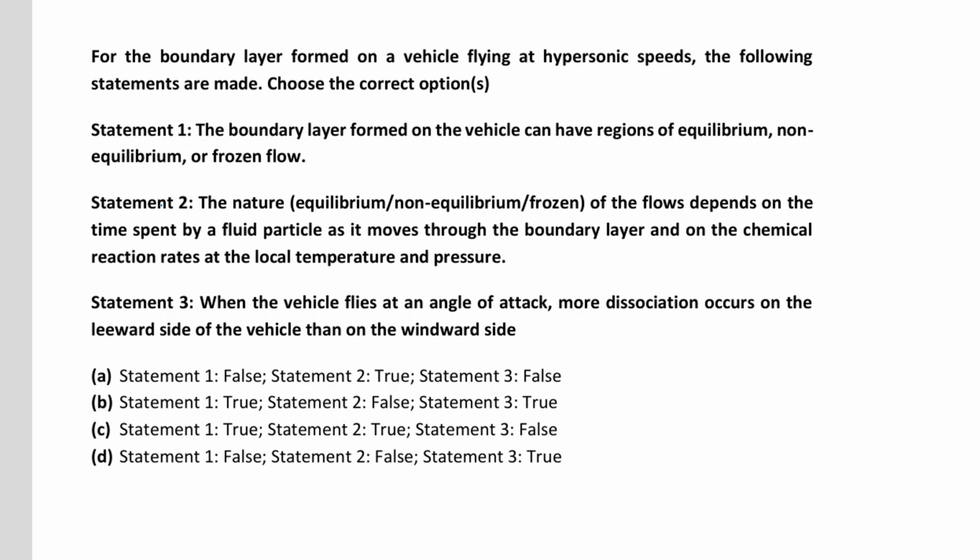So if we check statement 1, it says that inside the boundary layer, regions of equilibrium, non-equilibrium, and frozen flow can happen. So what will be the answer for this problem? As I read this statement, it says the vehicle can have regions of equilibrium, non-equilibrium, and frozen flow. So this is true because all these three possibilities are there. So this is the true statement.